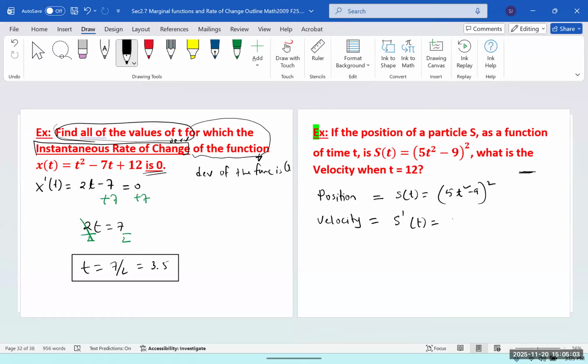Now tell me from the outer layer. 2 comes down. Power is 1. And then you multiply by the derivative of the inside, 10t. In other words, we multiply 2 and 10, we get 20t times (5t squared minus 9), which is our velocity.